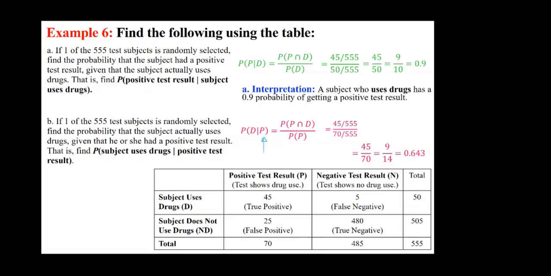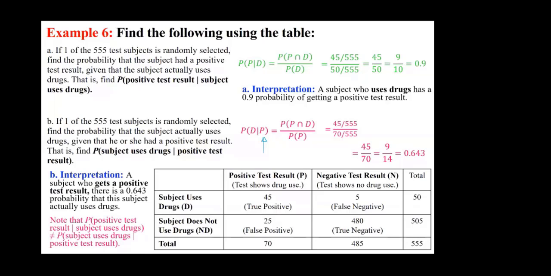Again, the purpose of this question was to make sure we can calculate conditional probabilities and we don't confuse them. Again, pay attention to A versus B. Probability of positive test result given subject uses drugs versus probability of subject uses drugs given positive test. And the interpretation in this case is that for a subject who gets a positive test result, there is a 64.3% or 0.643 probability that the subject actually uses drugs.